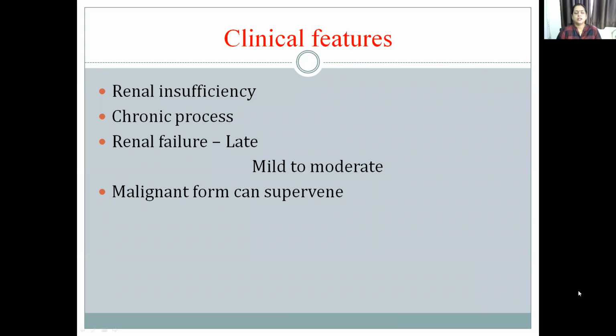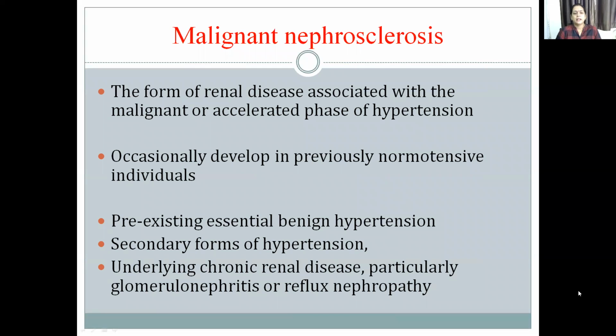Renal insufficiency. As you know, hypertension is a chronic process. Uncontrolled hypertension can cause benign nephrosclerosis. Renal failure is usually late. The malignant form can supervene. So now coming to malignant nephrosclerosis, as we know, it is more than 180 mmHg systolic and more than 120 mmHg diastolic. Occasionally it can happen in non-hypertensive individuals, but it can happen in benign nephrosclerosis patients, and it can have an underlying cause.